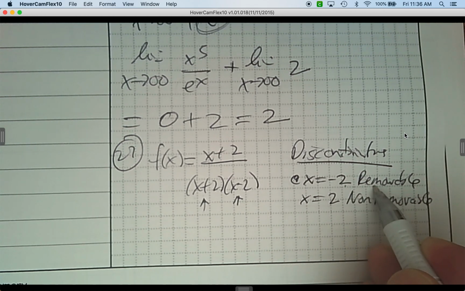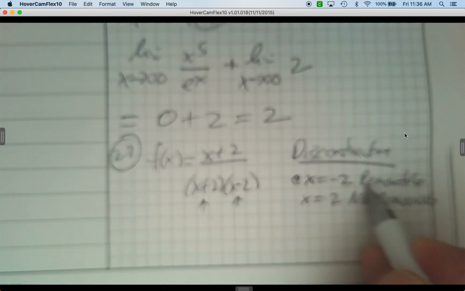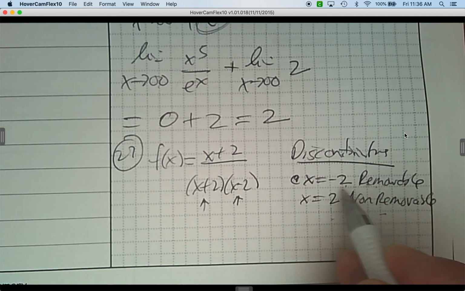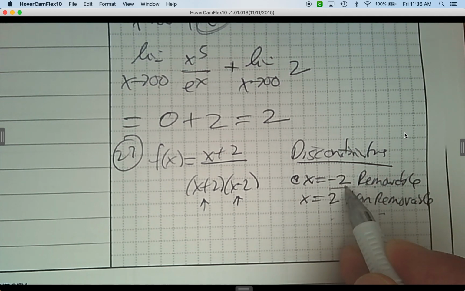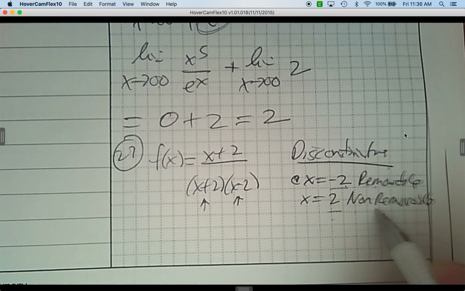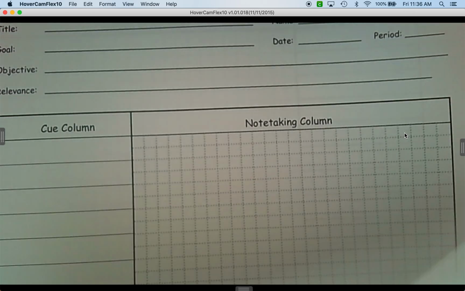It's removable. That means the limit exists. At positive 2, it's non-removable. That means the limit does not exist. The limit exists as it approaches negative 2. The limit does not exist as it approaches 2. Removable, non-removable. 28.